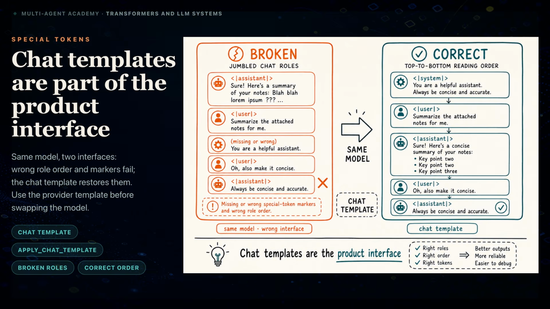A chat template fixes that. It places system, then user, then assistant in a clear top-to-bottom order, and it wraps each turn with the markers that the checkpoint expects. So use the provider template, or the library call that applies it, instead of inventing the format by hand. If the answers look wrong, check the role order and special token markers first. Keep the template versioned with the checkpoint, and do not start by swapping the model.